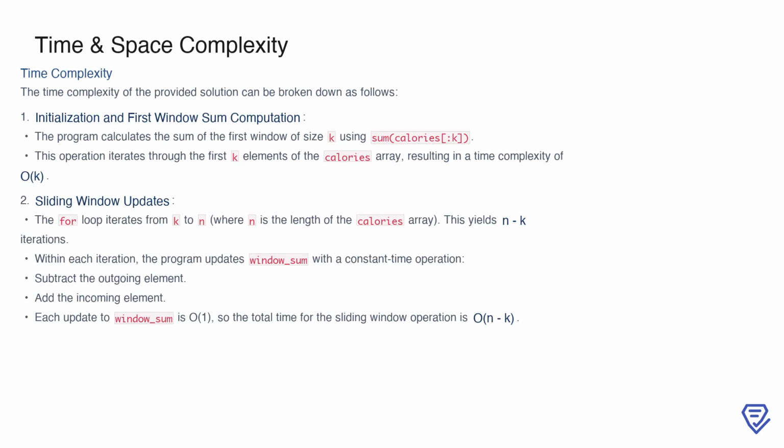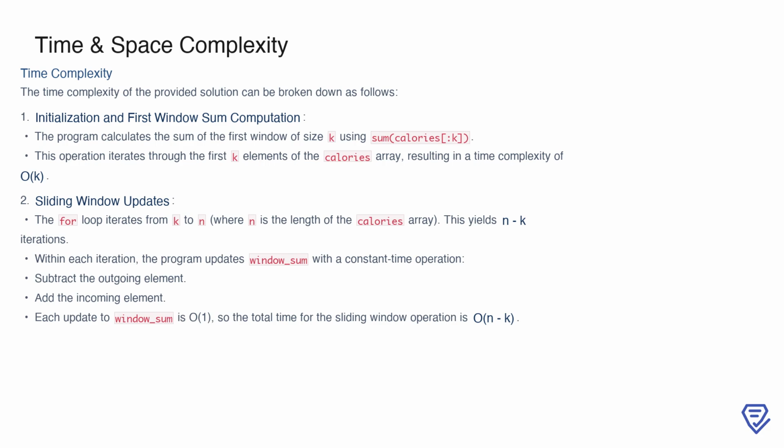Here, we begin analyzing the time complexity of our solution. First, we look at the initialization and the computation of the first window's sum. This step involves summing up the first k elements of the calories array using the built-in sum function. Since this operation iterates through exactly k elements, it has a time complexity of O(k).